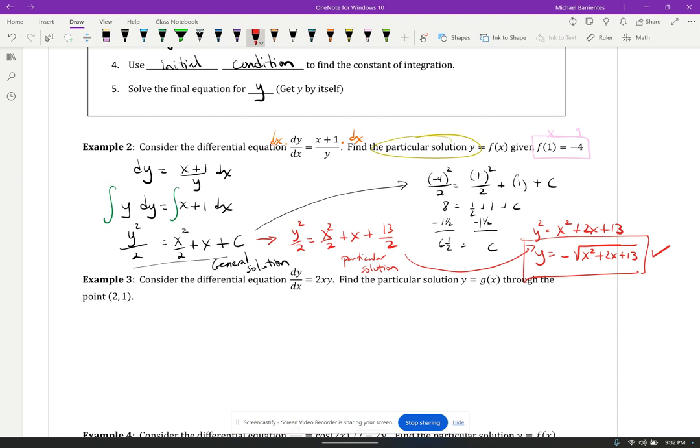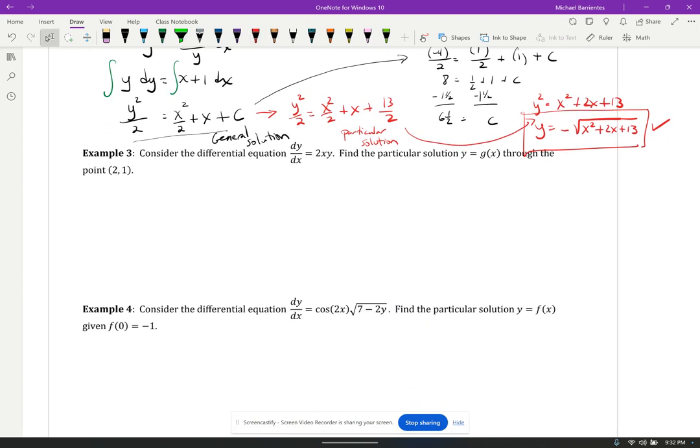So this is the function that when you take the derivative of this function, you're going to get x plus 1 over the original y. That's what we're looking for. All right, let's see. We'll do another one together in this video, and then we'll come back and we'll try one maybe a little bit more complex.